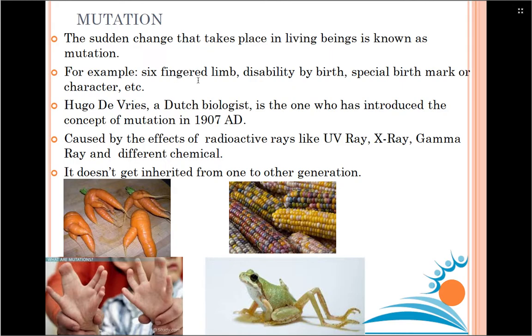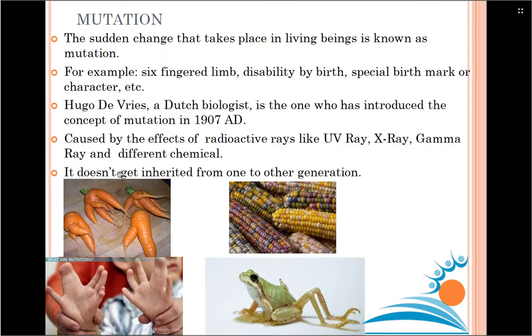For example, a six-finger limb. Here you can see the person has six-finger limbs. This is seen suddenly. Like disability by birth. If some babies are born with a disability, then that is also mutation, like a special birthmark. So these are some examples of mutation. And the biologist Hugo de Vries is the person who first talked about this topic, mutation, in 1880.